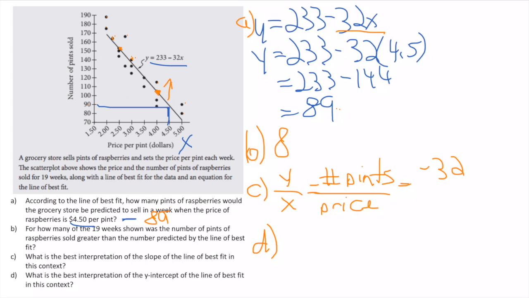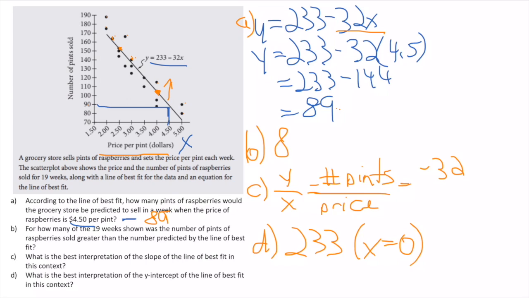So what is the best interpretation of the y-intercept of the line of best fit here? My y-intercept here is 233. And we should note that y-intercept happens when x equals 0. What x equals 0 means here is the price per pint is 0. So if the price per pint were 0, they could expect to sell 233 pints of raspberries.